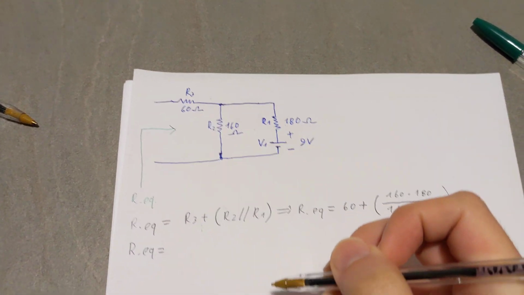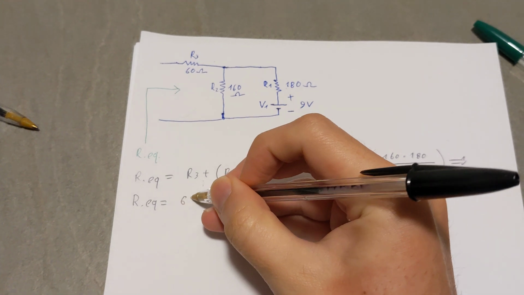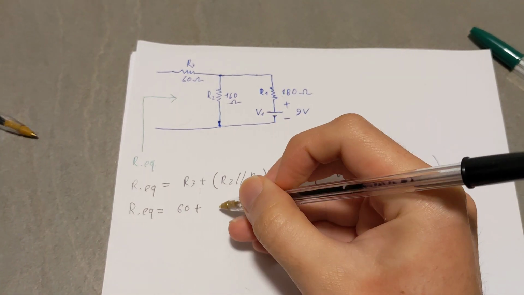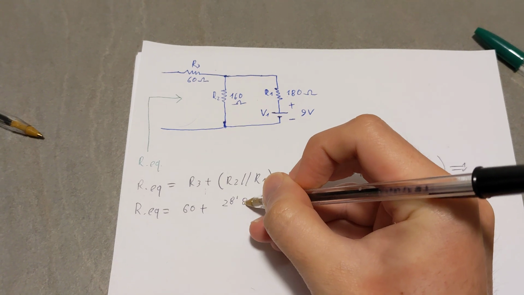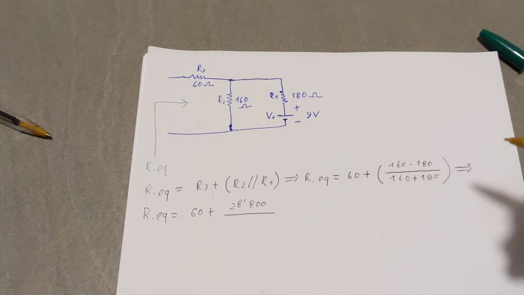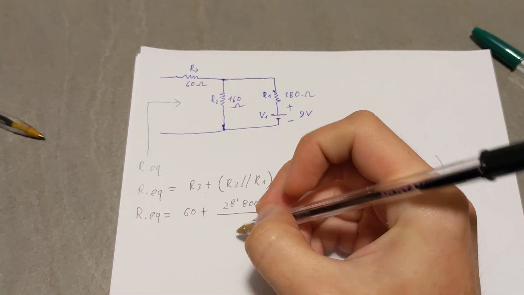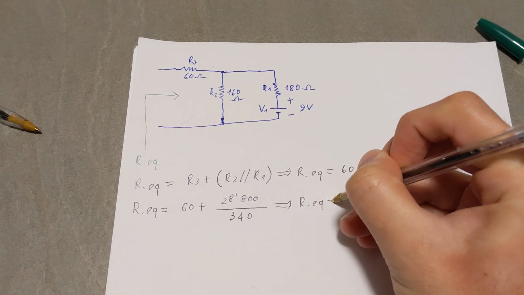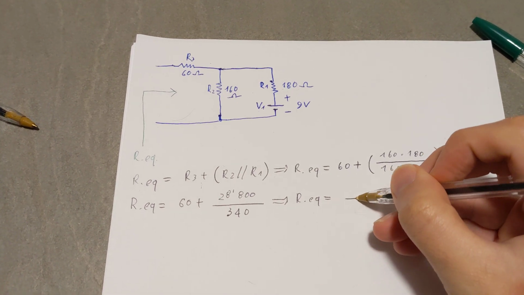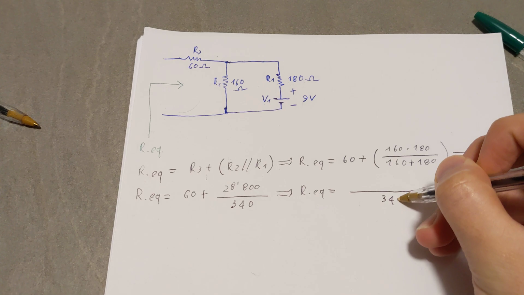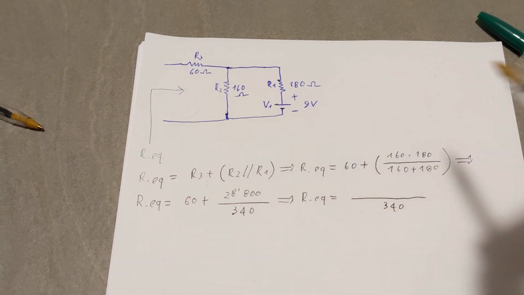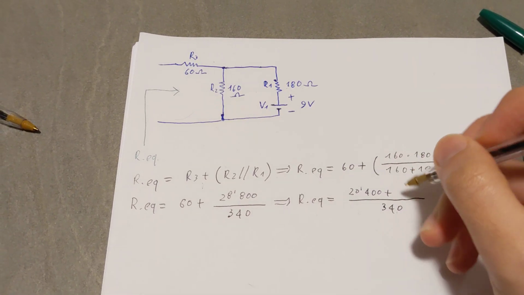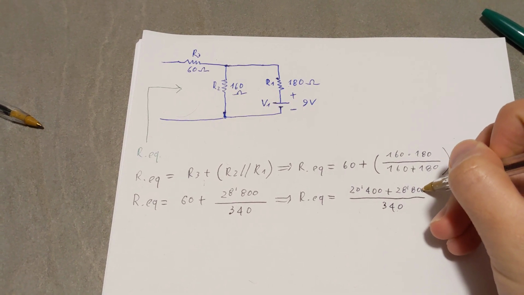So REQ is equal to 60 plus 160 times 180 is 28,800. It's 28,800 over 160 plus 180 is 340. So now again, we're going to compute this. So we're going to have a long fraction with 340. 60 times 340 is 20,400 plus 28,800.